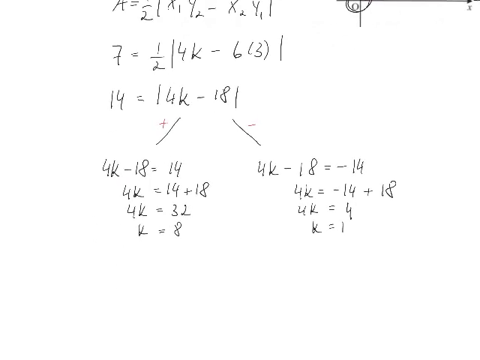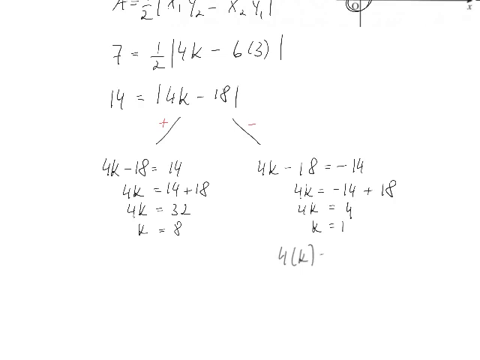So if we put the k back, that would be 4 times k minus 18. That would be 4 times 1 minus 18 is minus 14. And then because of the bars, the modulus of minus 14 would be positive 14. So we would have to account for this situation as well.